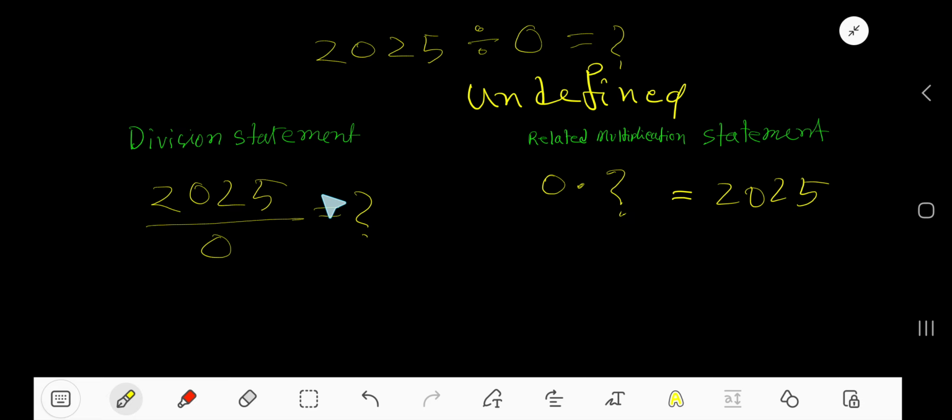This is a division statement. We need to find the quotient here. For every division statement, we have a related multiplication statement. This is the dividend, this is the divisor, and here we will find the quotient. Divisor times quotient equal to dividend. This is the related multiplication statement for this division statement. Actually, we can express division in terms of multiplication like this.